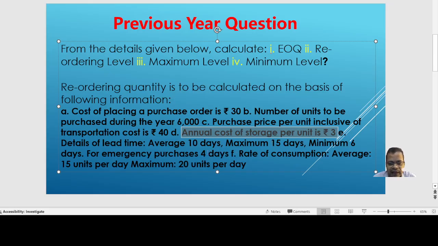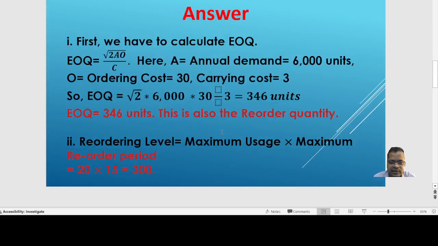The details of the lead time: average is 10 days, maximum is 15 days, minimum is 6 days. For emergency purchases, it is 4 days. And the rate of consumption: average is usually 15 units per day, maximum is 20 units per day. As we know, all these figures of average, maximum and minimum days and the rate of consumption are used in getting the maximum level, minimum level and reordering level. So let's get the answer done.